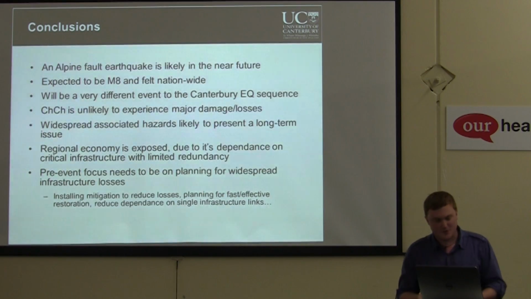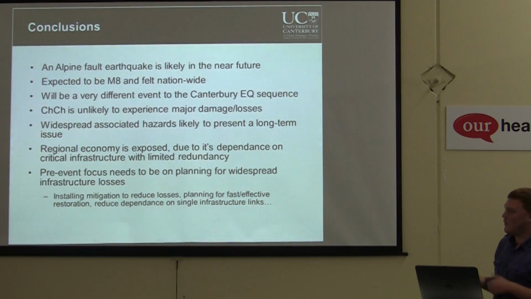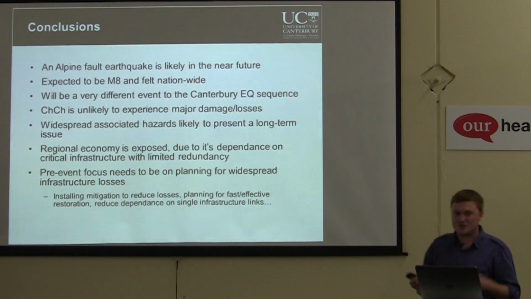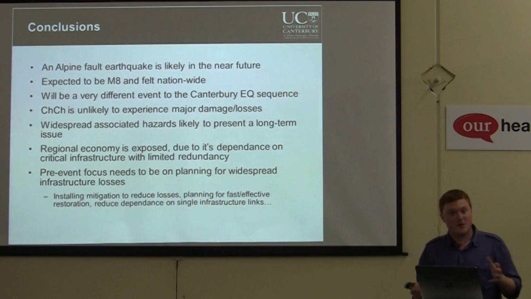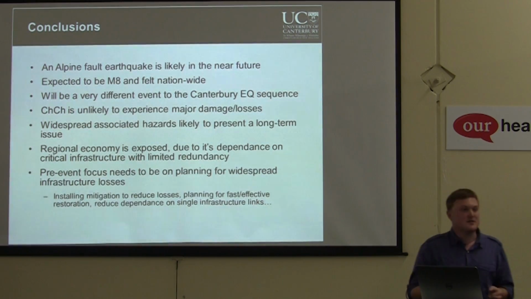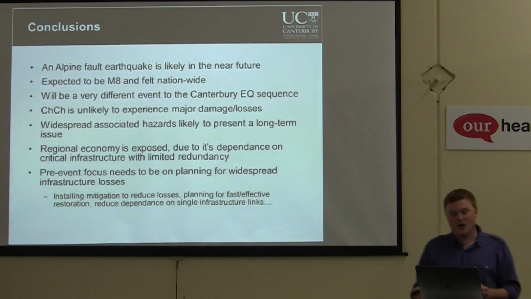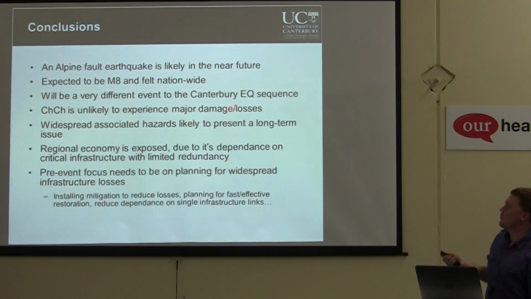So I just want to finish up by kind of having some take-home messages or some conclusions on all of our talks and mine, just to really summarise it for you. So what we're starting to see and what we're starting to realise is an Alpine Fault is extremely likely in the next 50 years, may even be absolutely certain in the next 100. It's expected to be around about magnitude 8, so that's an order of magnitude larger than the Darfield earthquake. And it will be very different to what we have experienced here in the Canterbury earthquake sequence.